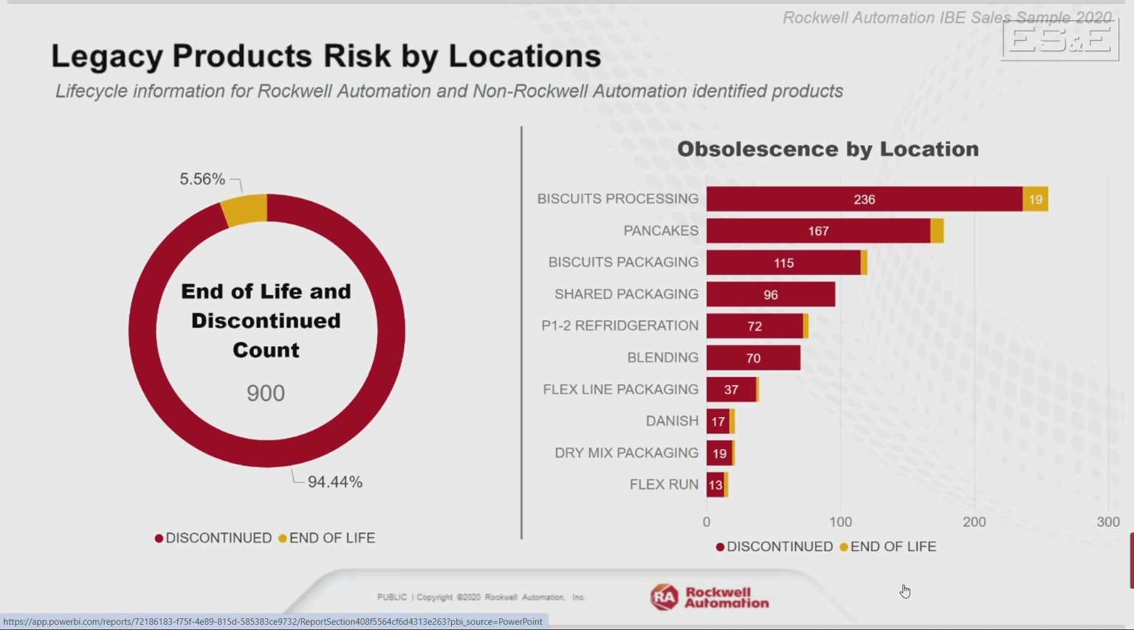So talking about that hierarchy that we lay the plan out into, area, location, machine, panel, they tell you where you're at risk by locations. So this is your obsolescent parts based on location and the number of those parts that you have in those locations. From a planning perspective, we can look at this and go, okay, biscuits processing is kind of in rough shape, right? If I'm looking to make some changes here, I probably want to look at biscuits processing first as a location. 236 items, 19 are end of life, so we're getting to a rough spot there.